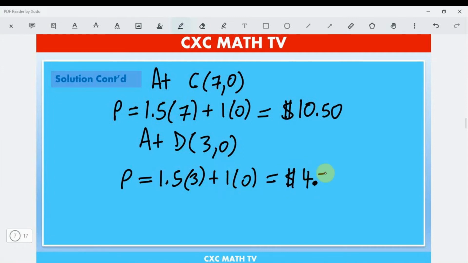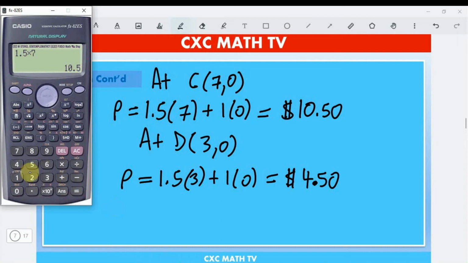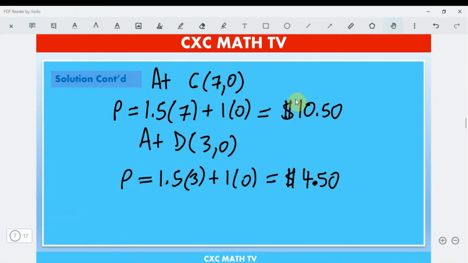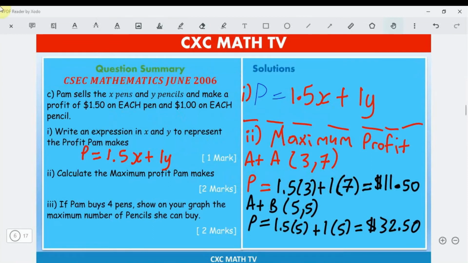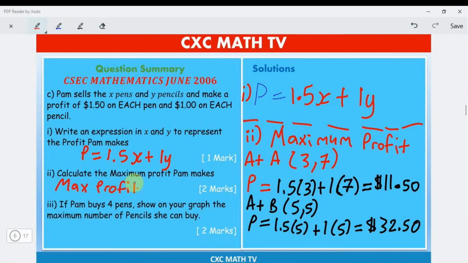Is that 4.5 or 3.5? 1.5 times 3. 4.5. I was correct. Yes. So now, these are all the profits made, but which one gave us the maximum? The one that gave us the maximum was this one at B. So the maximum profit is equal to $32.50. And that would occur when you sell 5 pens and 5 pencils. This one was the maximum profit. All right, it occurred at B.